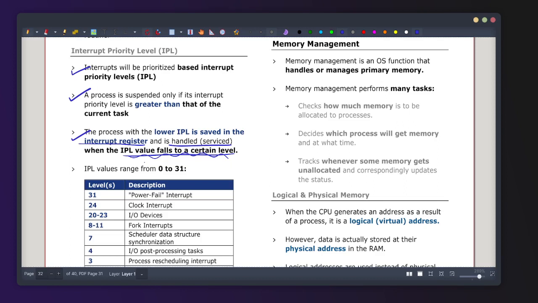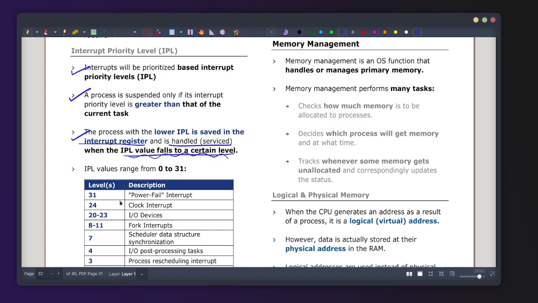But then what happens if lower priority interrupts come along? Then they'll never be serviced, right? So gradually the CPU will reduce the interrupt levels, and when a lower level interrupt arrives, it is momentarily saved in the interrupt register and serviced only when the interrupt level falls back to the level below that current interrupt.